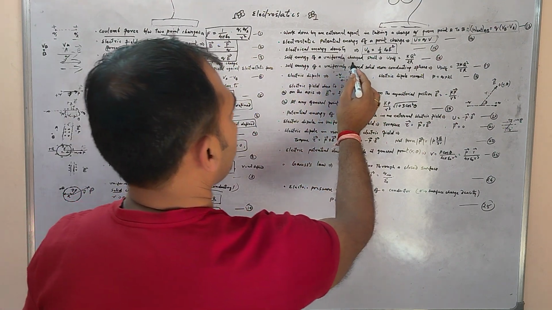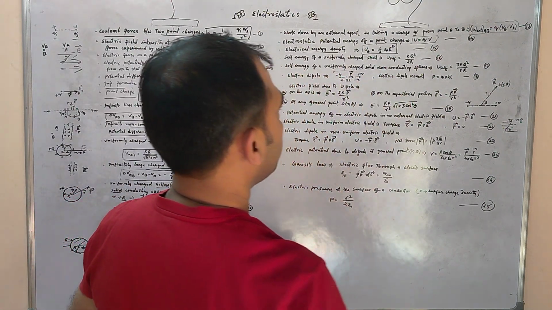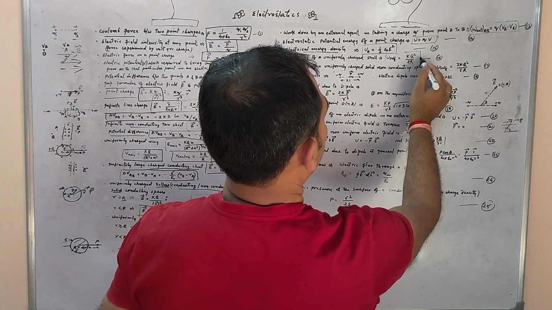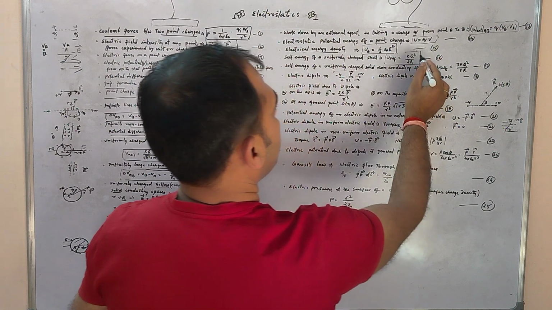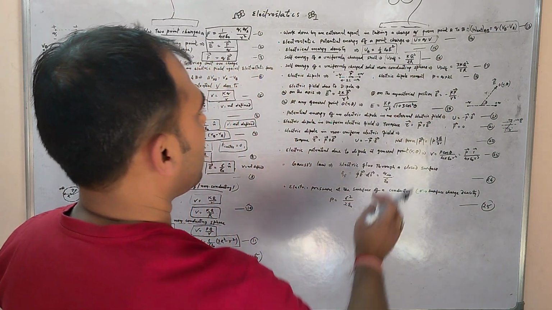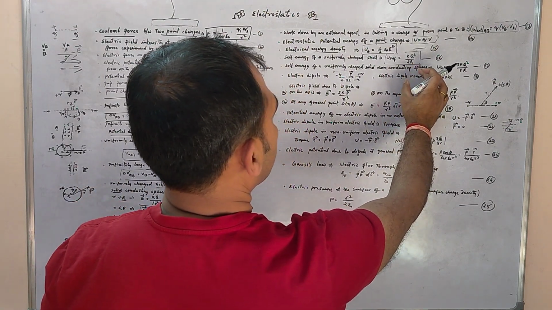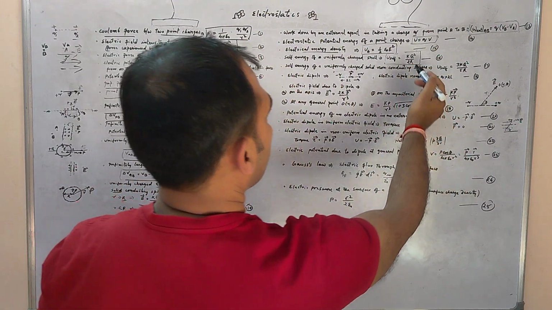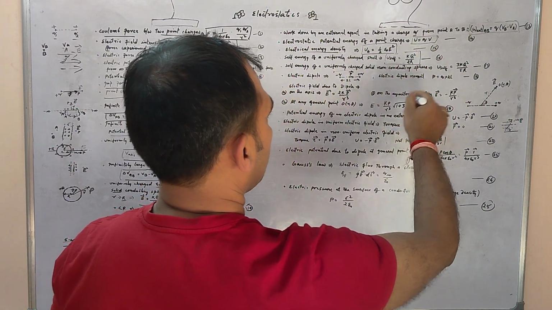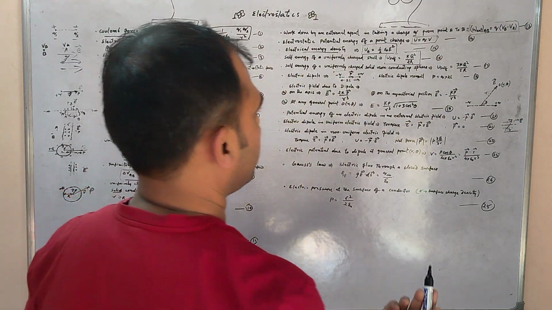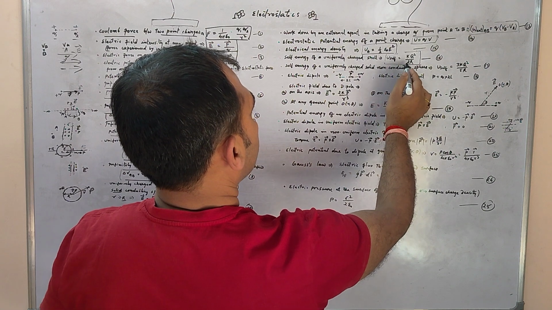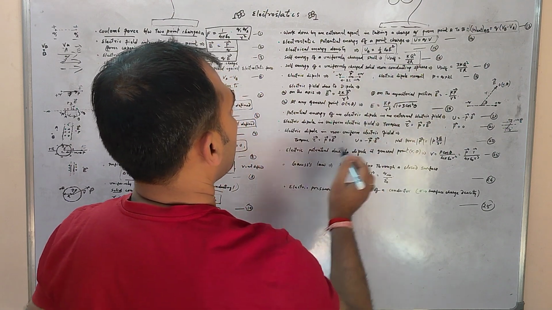Then self energy of uniformly charged shell. This can be given by U self energy will be equal to kQ square by 2R, where R is the radius of the shell, say hollow sphere, and Q is the total charge on that shell. So self energy can be given by kq square by 2r.